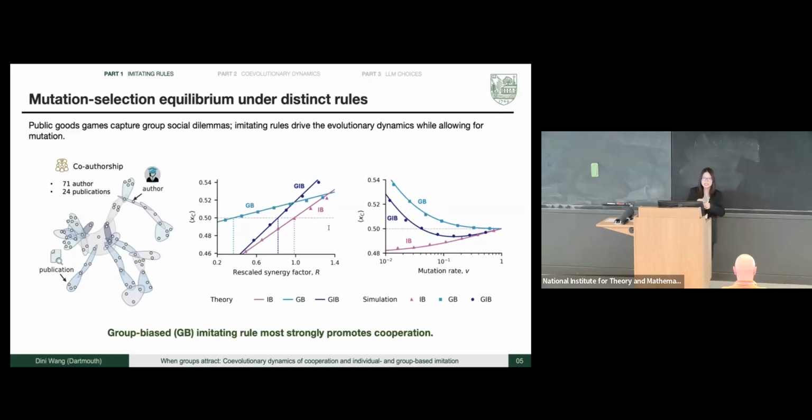We then evaluate how these different imitating rules affect the level of cooperation from the perspective of the mutation-selection equilibrium. Here we use the classical public goods game to capture the group social dilemma on each hyperedge. The imitating rules drive the evolutionary dynamics while allowing for mutation to maintain the diversity of the traits. So here is an example of a co-authorship network, where nodes are authors and the hyperedges represent the publications by the authors.